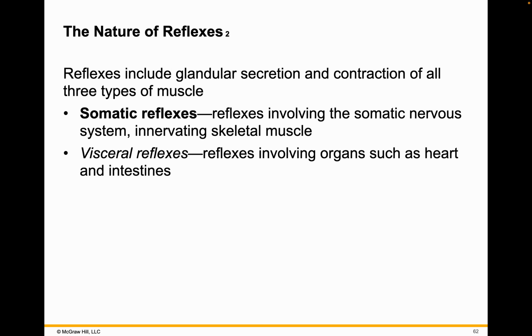Reflexes include glandular secretion and contraction of all 3 types of muscles. We have somatic reflexes, those involving the somatic nervous system innervating skeletal muscle, and visceral reflexes, those involving organs such as the heart and the intestines.